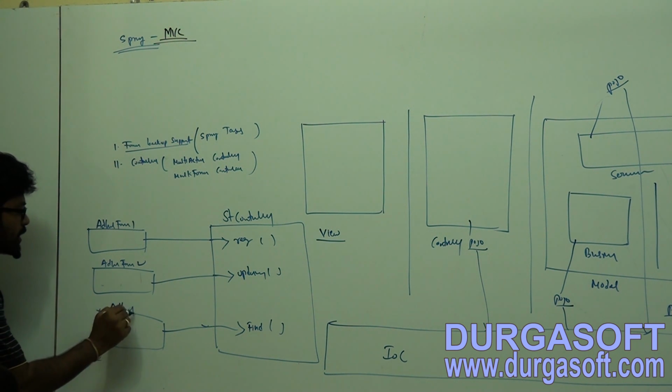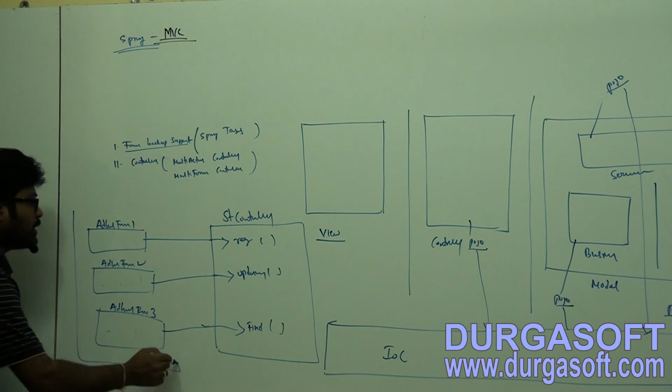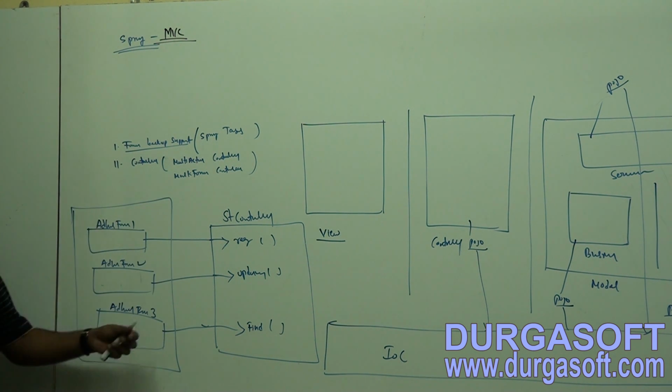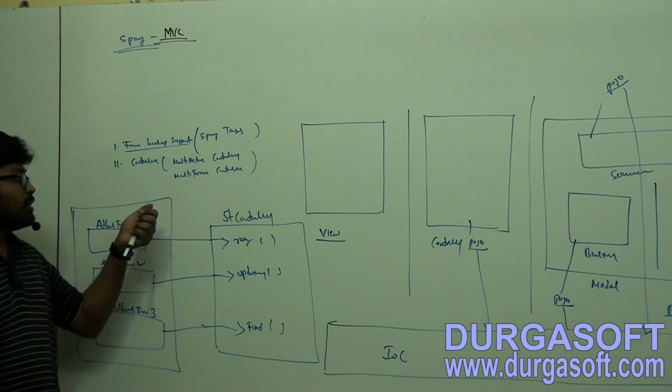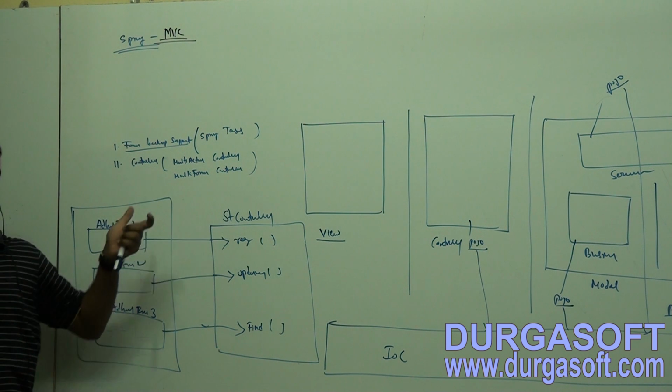In one single operation, for one single use case, if you have three forms and you want to handle these three forms' data by using one single controller, you can handle that. Those types of controllers are also given here: multi-action controllers and multiple form controllers.